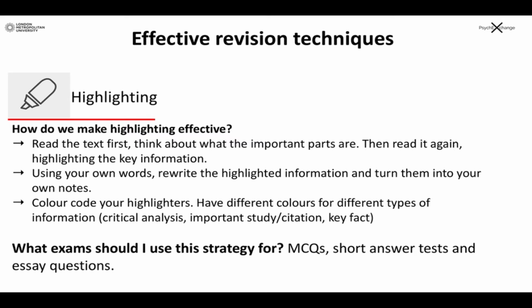Then, go back and highlight the key information. Another way to make it active is to then reread over the highlighted parts and rewrite them in your own words. This links into the next technique. But for now, another way to make highlighting effective is by using different colours for different things. So one colour for key references, another for critical analysis, one for key facts, and so on.